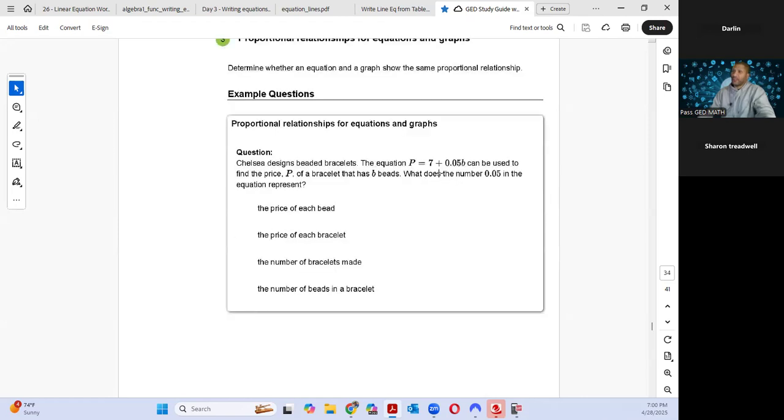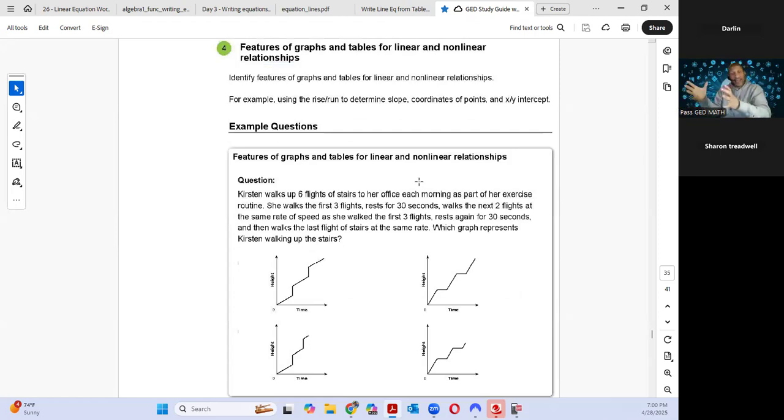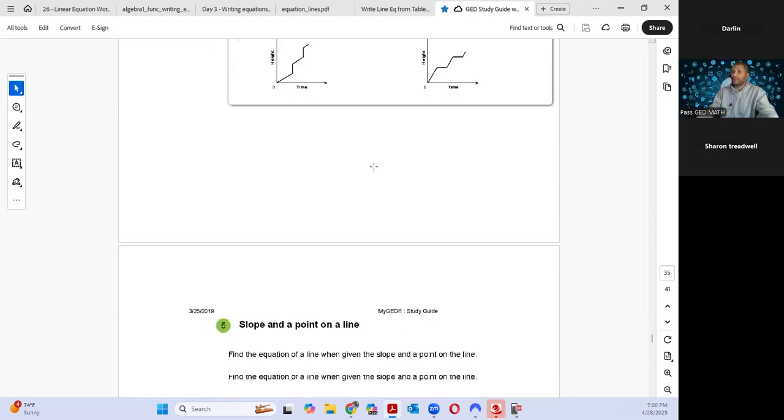They give you a linear equation, 0.05b plus 7. So even though they reversed them, that's still a linear equation. 0.05 is my slope. My 7 is my y-intercept if I had to graph it. This is a question about whether something is linear or nonlinear, but it's still a linear equation.